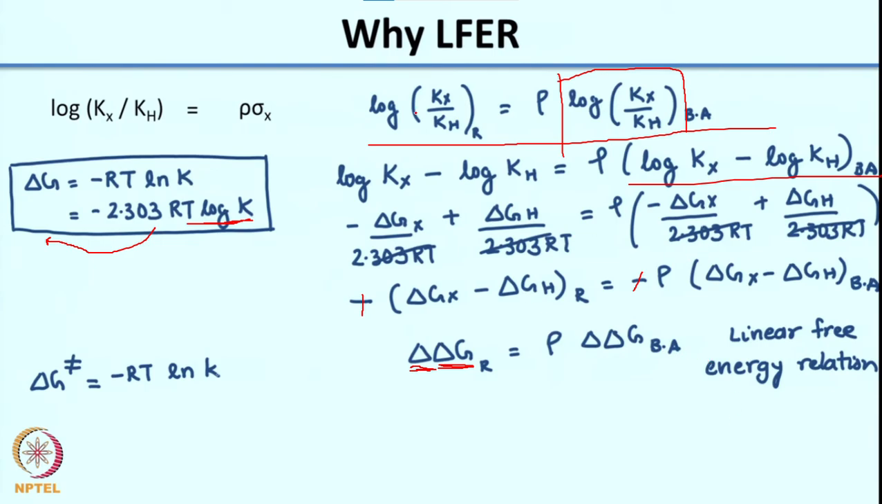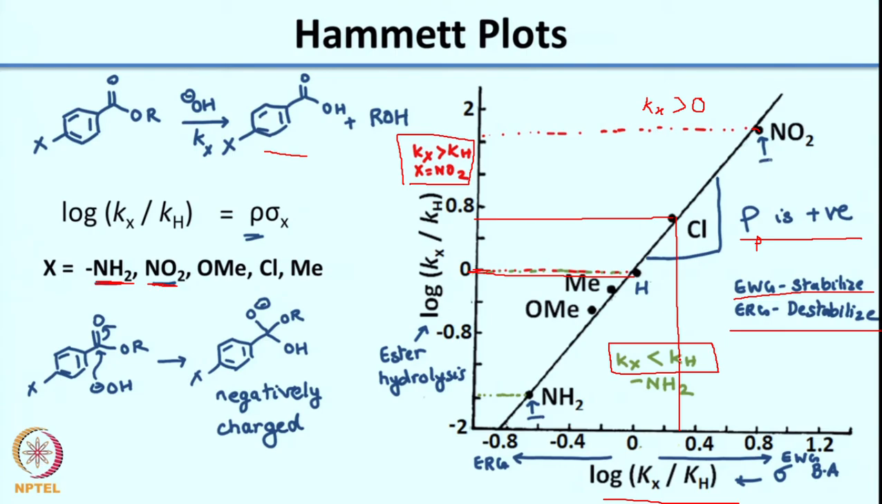So I'm not going to derive the whole equation again. You can watch the recording, which will be available on YouTube. So the final equation we got, delta G R is equal to rho delta G benzoic acid, right? Then we have discussed the Hammett plot.